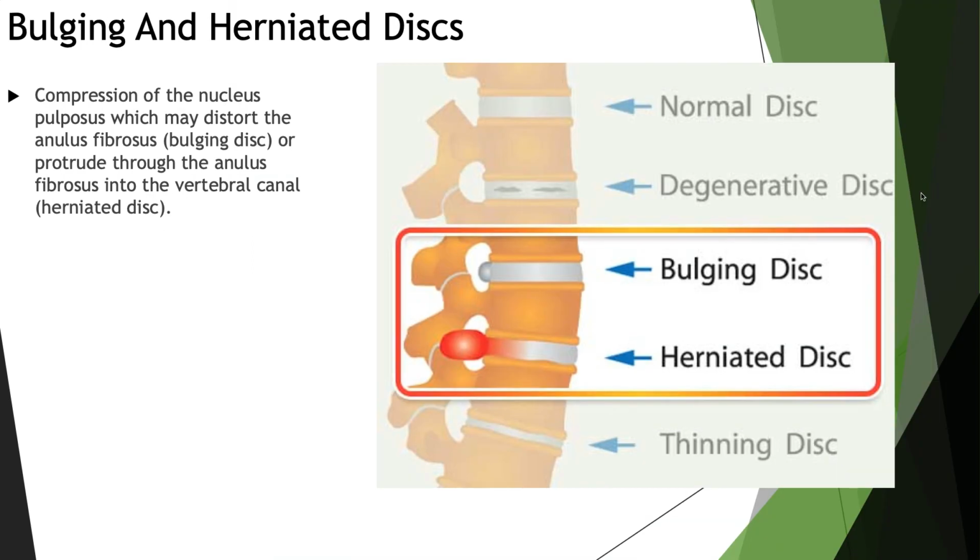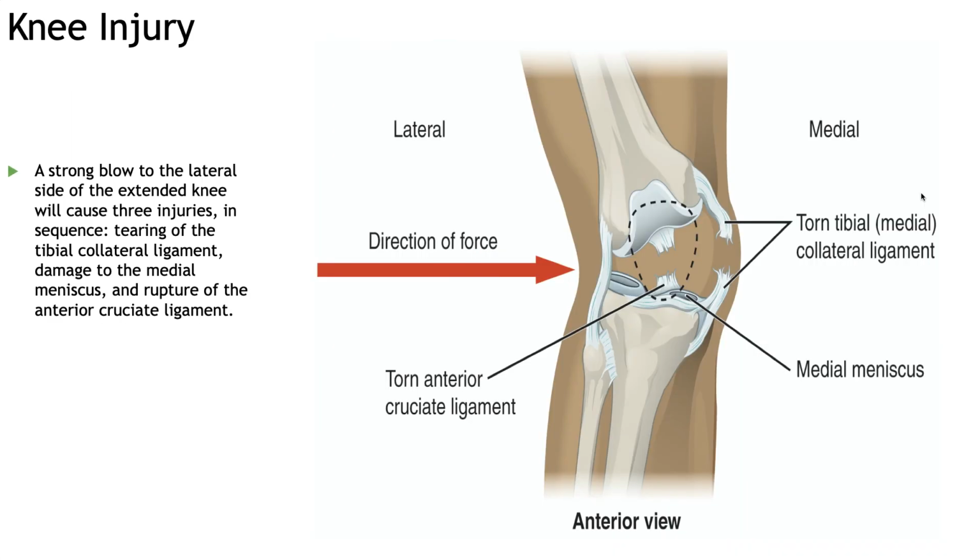You can have bulging and herniated discs, in which compression of the nucleus pulposus may distort the annulus fibrosus or protrude through the annulus fibrosus into the vertebral canal. And lastly, we can talk about knee injuries here. This is a big one that we see in athletes, and a strong blow to the lateral side of the extended knee will cause 3 injuries, in sequence: tear of the tibial collateral ligament, damage to the medial meniscus, and rupture of the anterior cruciate ligament.